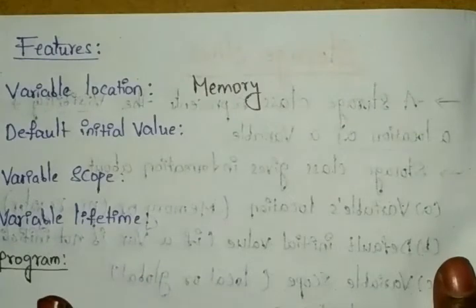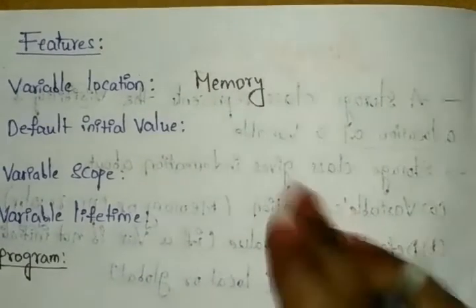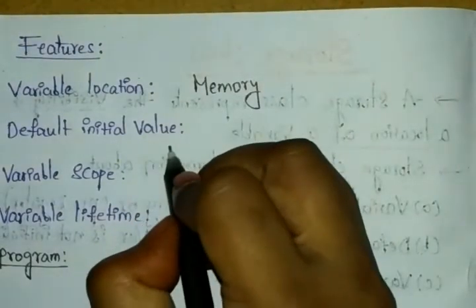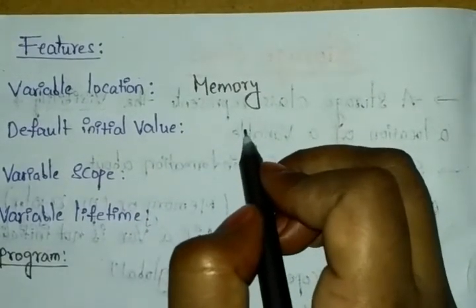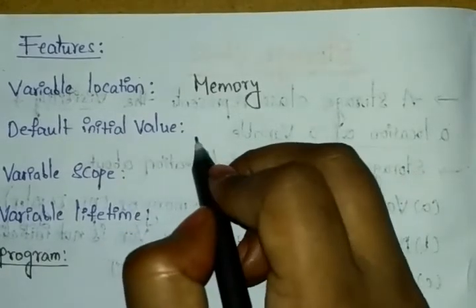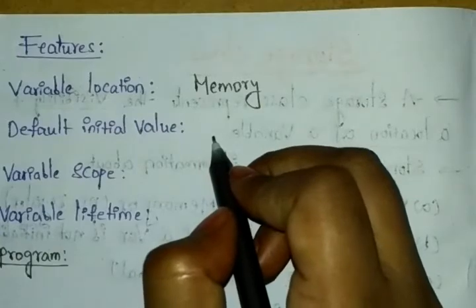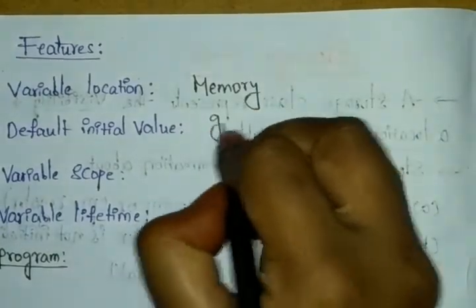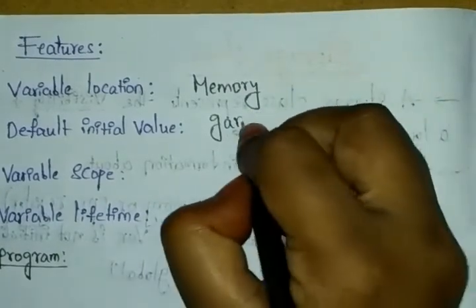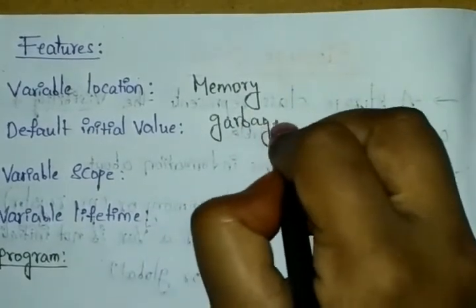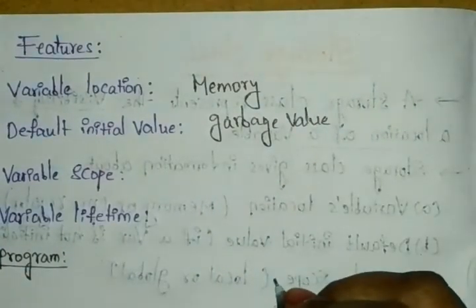The variable location in the automatic storage class can be the memory. And next, the default initial value. This is an unpredictable value. The default initial value is unpredictable, meaning whatever values are there, those can be taken as garbage values, or else you can write unpredictable value.